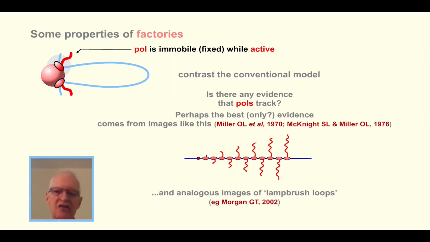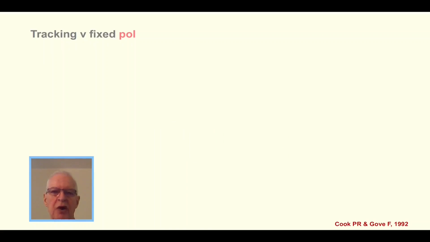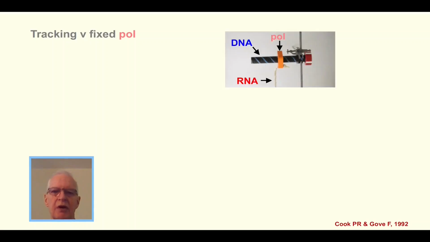And there are analogous images of lampbrush loops that you can visualize in the light microscope as opposed to the electron microscope that Miller et al. used. But the arguments that I'll present apply to both. And there's going to be a very big but. So I'm now going to compare what happens when my polymerase transcribes this template.